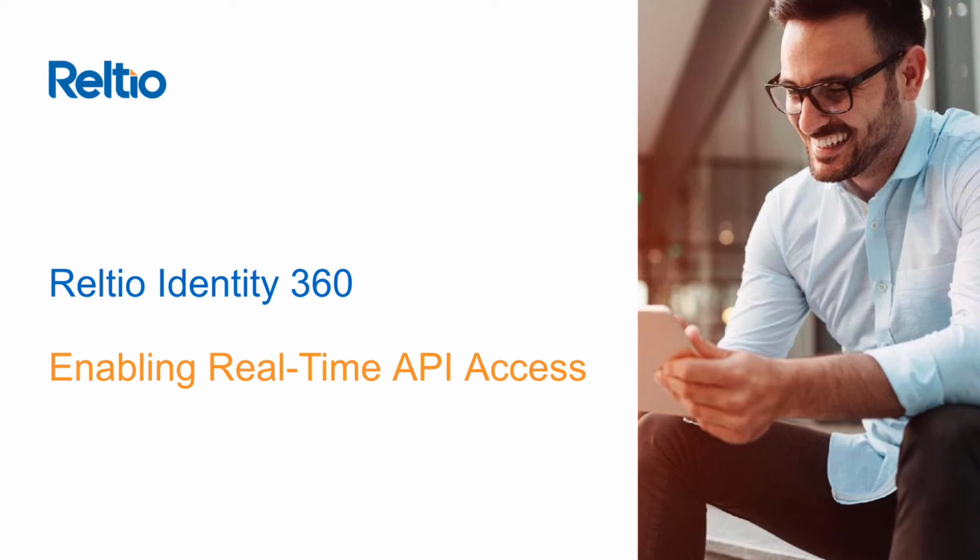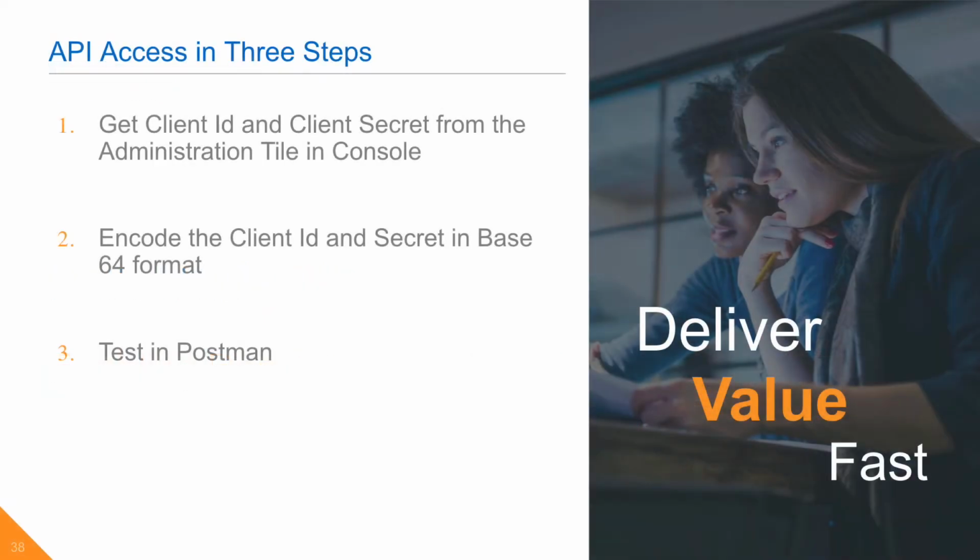Hello and welcome. In this video, we'll briefly cover how to enable real-time API access on your Identity 360 instance. In order to enable API access, you'll need to complete 3 steps.